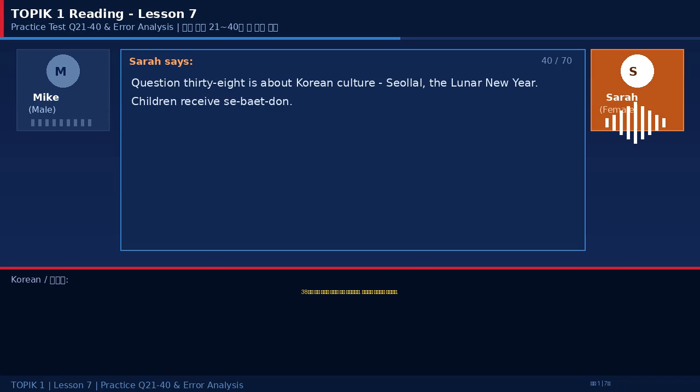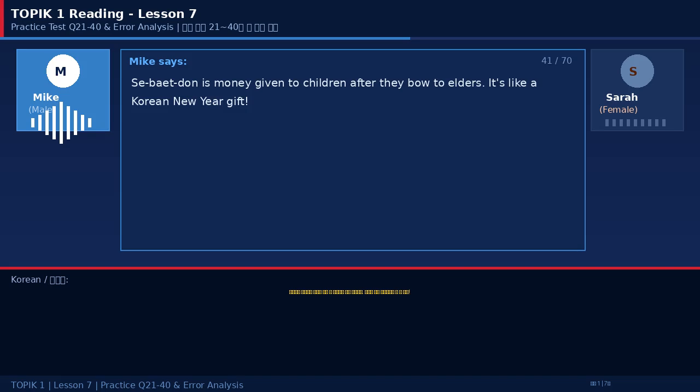Question 38 is about Korean culture, Seoul. The Lunar New Year. Children receive Se Bat Don. Se Bat Don is money given to children after they bow to elders. It's like a Korean New Year gift.